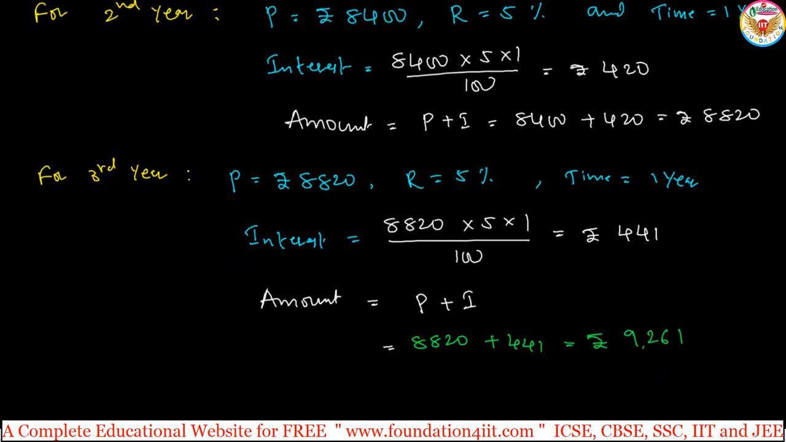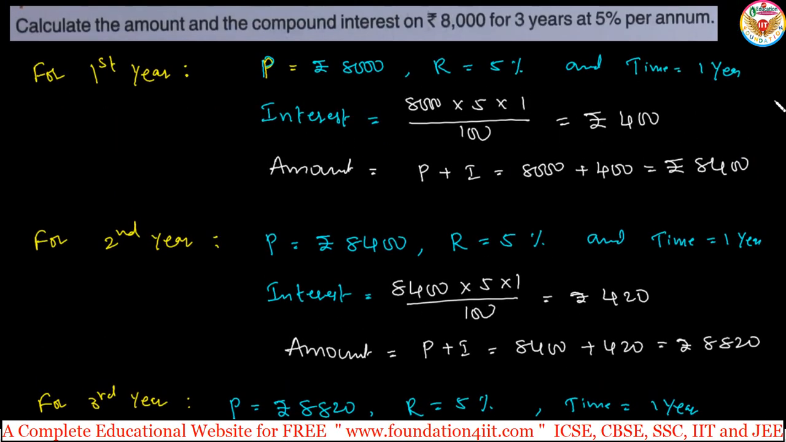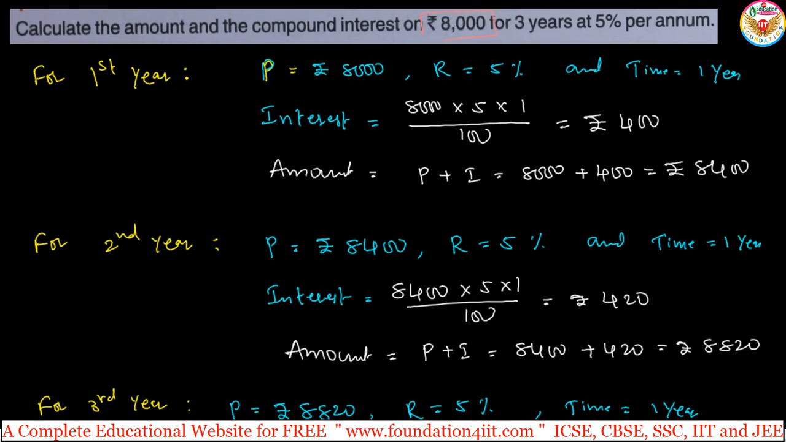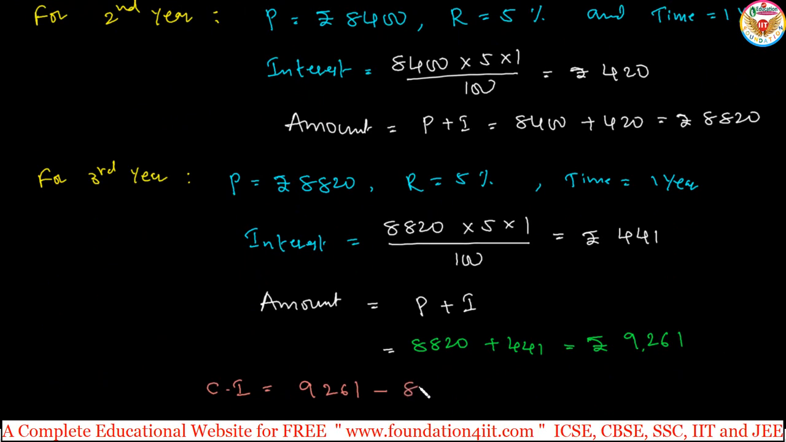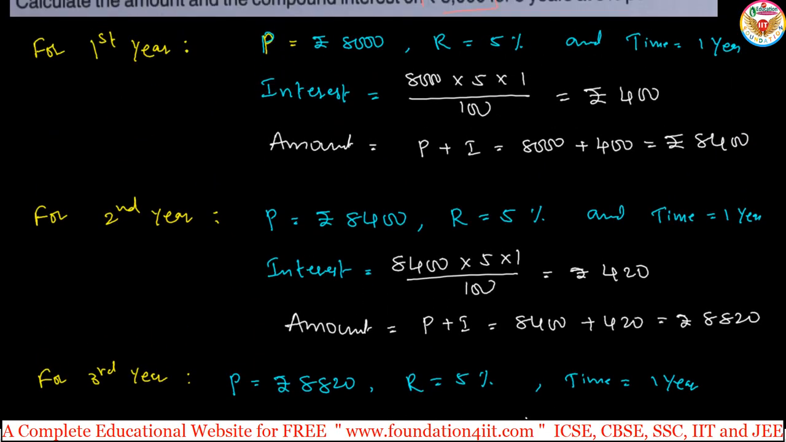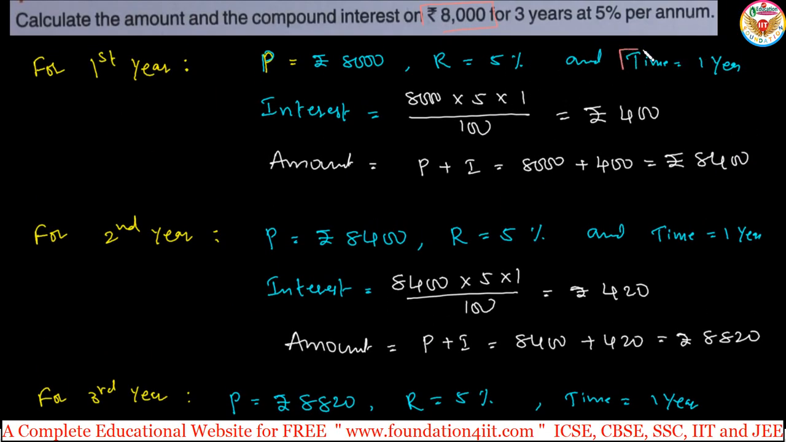Now we can find the compound interest. Therefore, CI, the compound interest, is the final amount minus the original principal. The final amount is 9,261 minus the original principal given in the question, that is P, 8,000. Subtracting 8,000, that is the compound interest: rupees 1,261. So for any number of years, just repeat the same process. Always remember, the first year data you take, but time is important. Time is only 1 year. Don't take 3. Every year you are calculating.